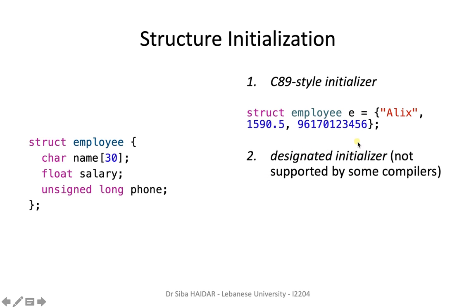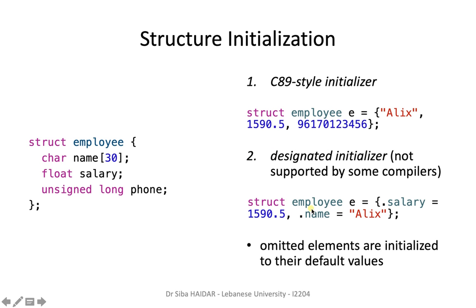You can use it when you don't want to initialize all the fields of this variable. For example, struct employee E equal, and you state the designator. I am initializing .salary, which is equal to this much, .name, which is equal to Alex, and notice they are not provided in order. You can omit some, you can mix the order, but you must state the designator. Omitted elements in this case are initialized to their default values, but you have to remember that this is not supported by some compilers.